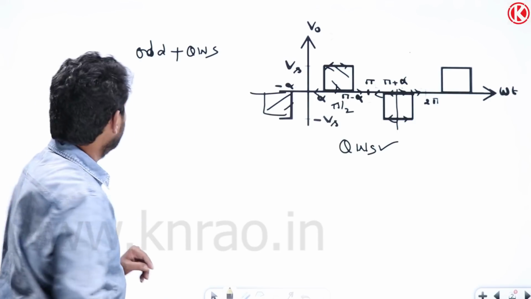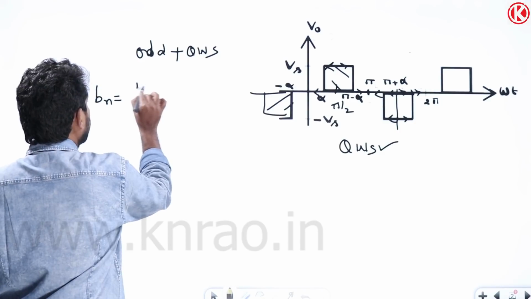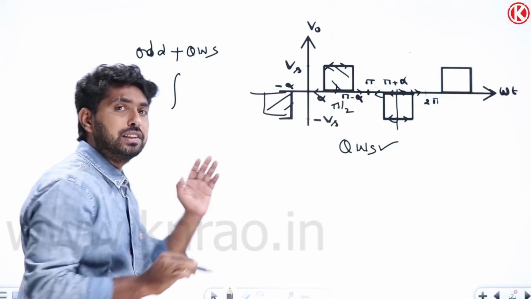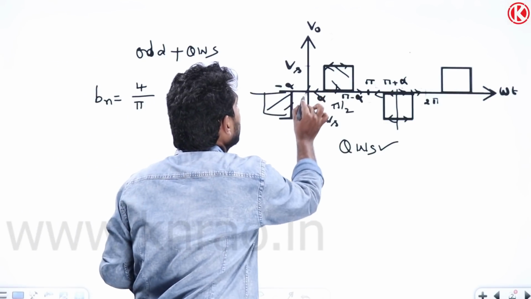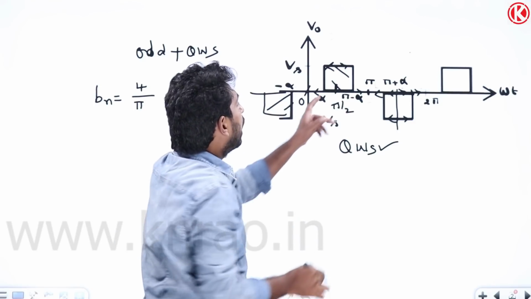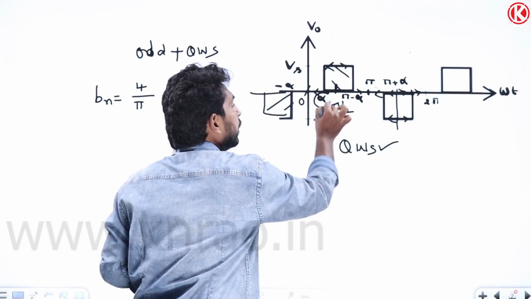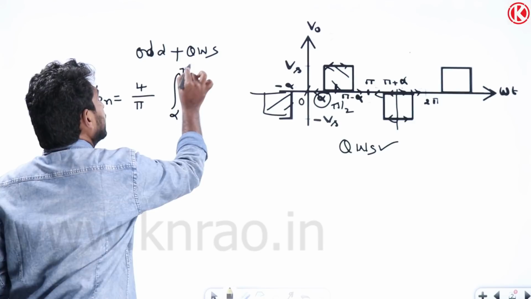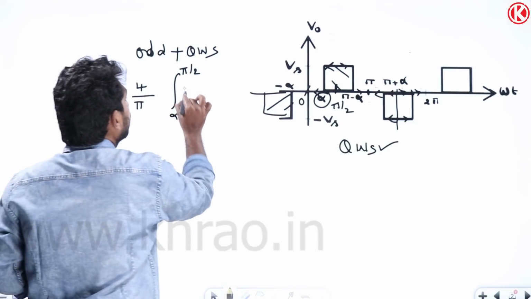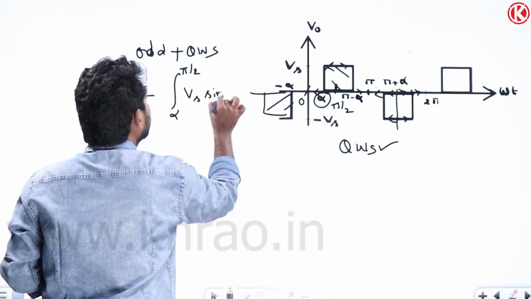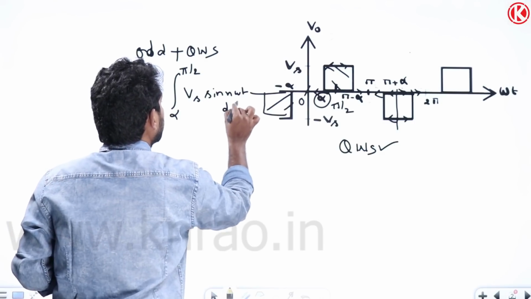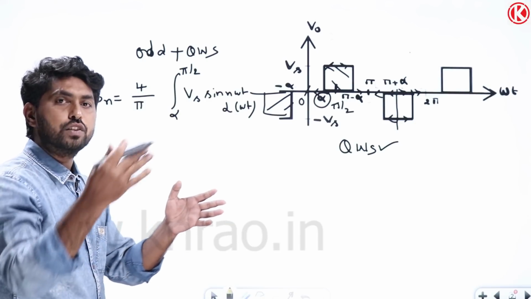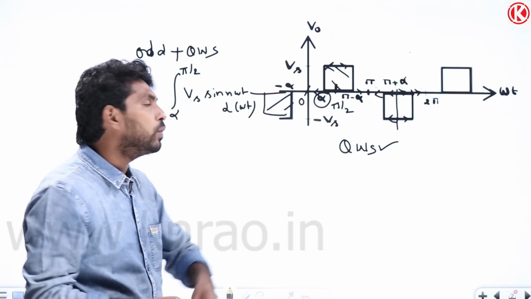So Bn equals 2 by 2 pi, the 2 by pi by 2, that is 4 by pi. So we need to integrate between 0 to pi by 2. From here to here, the point is alpha, so we need to integrate from alpha to pi by 2 of Vs sine n omega t d omega t. It is a simple integration, because the integration of sine n omega t is equal to minus cos n omega t divided by n.